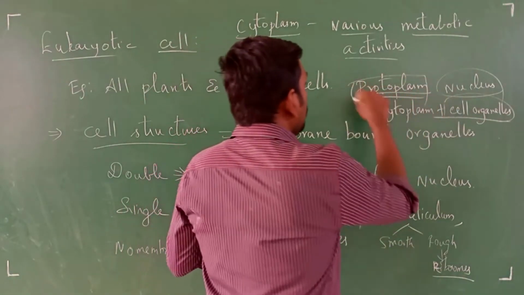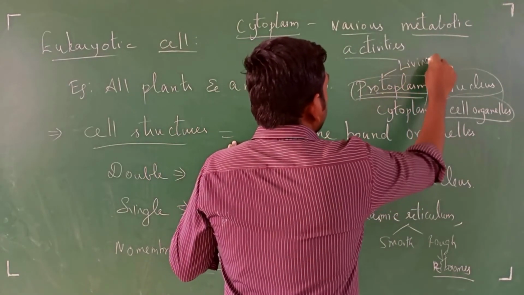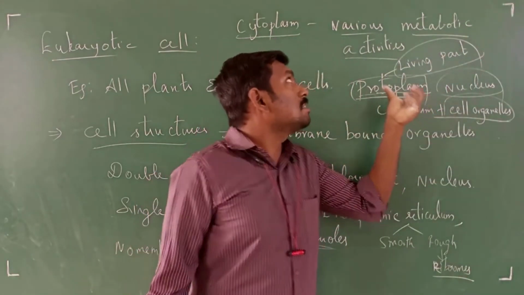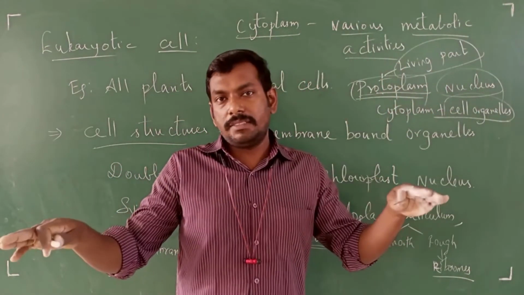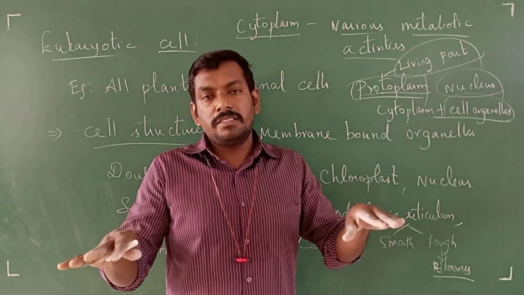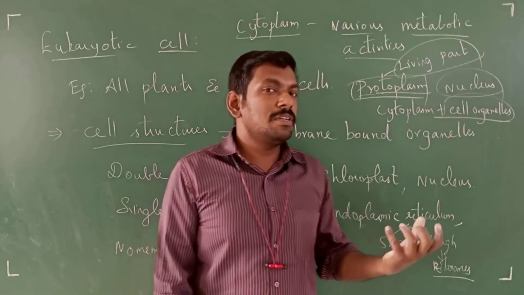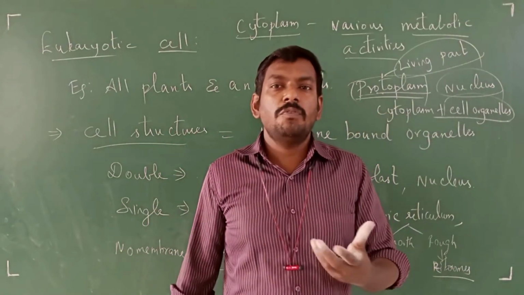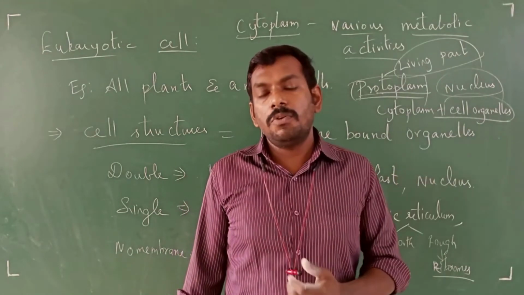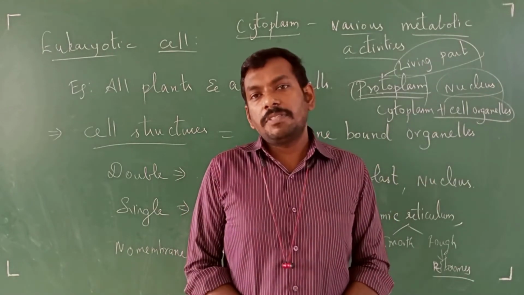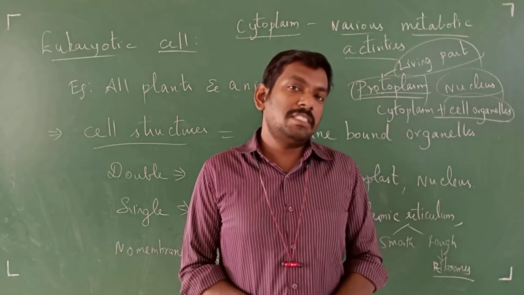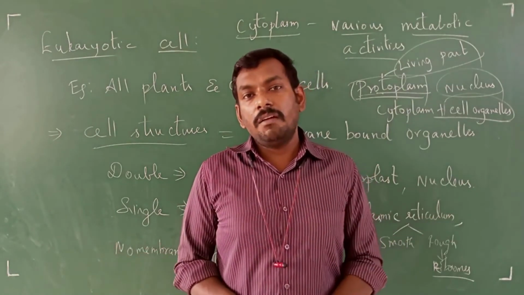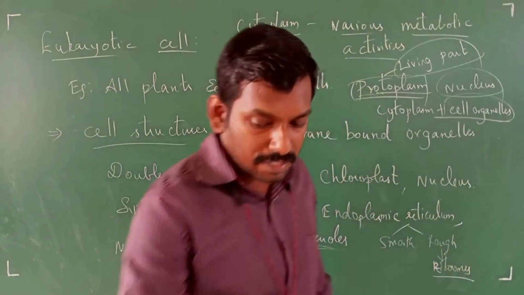So the living part of the cell is called the protoplasm, and cytoplasm is the jelly matrix wherein you will be having the substratum. This is a semi-fluid part. So you will be having this as the overview of the cell. Now we are going to see about the various shapes of the cell. You will be having entirely different varieties of shapes. We will see a few of them.